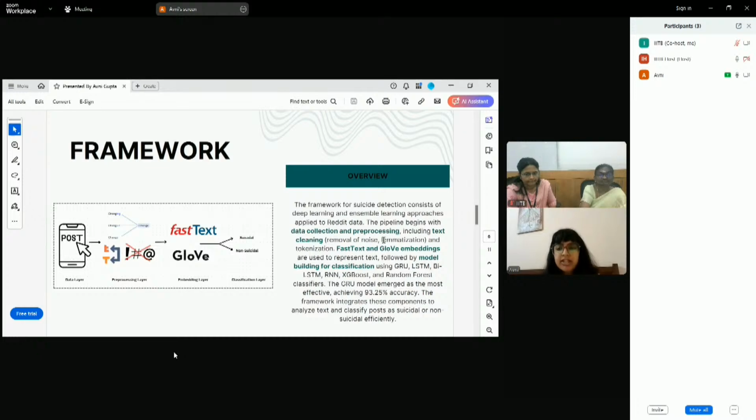So basically we have tried different combinations between embeddings and models. We use two embeddings, fast text and glove, and use them with different models like GRU, LSTM, BiLSTM, RNN, XGBoost, and Random Forest. Upon finding the various combinations, we found out that GRU along with fast text gave us the maximum accuracy, that was 93.25.